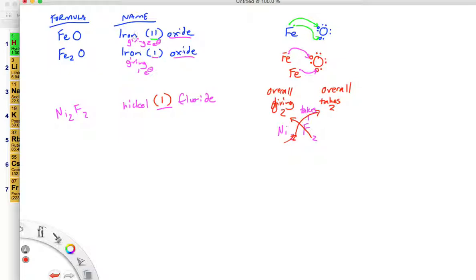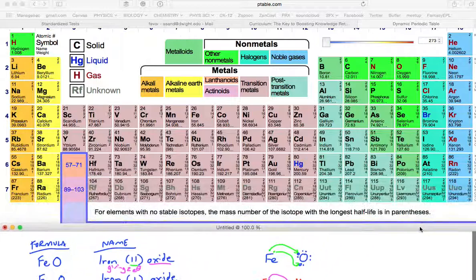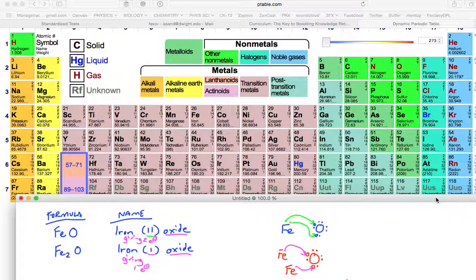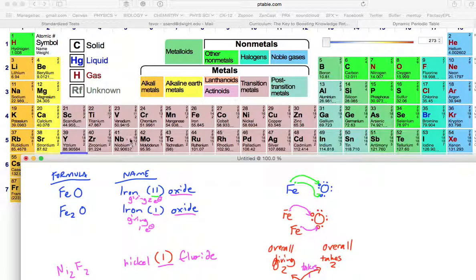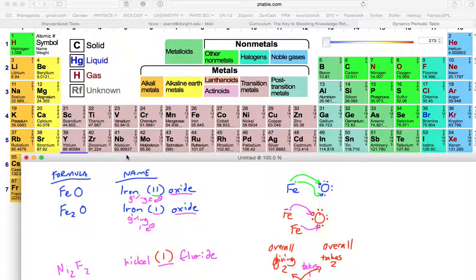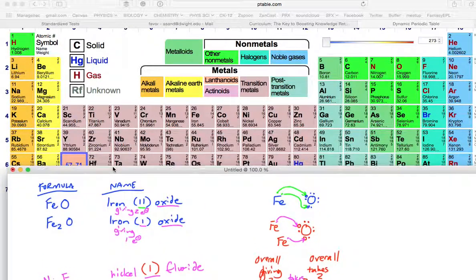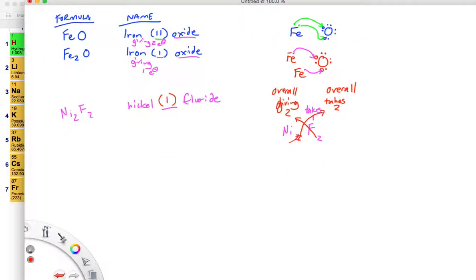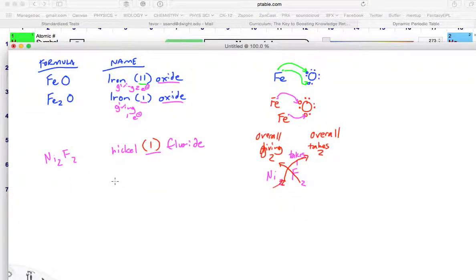Let's go the reverse. Let's go from the name to the formula. Let's say that we've got... Let's do niobium, which is right here, element number 41. Niobium, Nb, and let's do a tricky one. Niobium 3 oxide. Okay, what's the formula here?